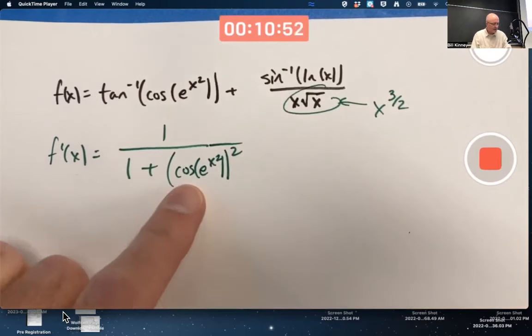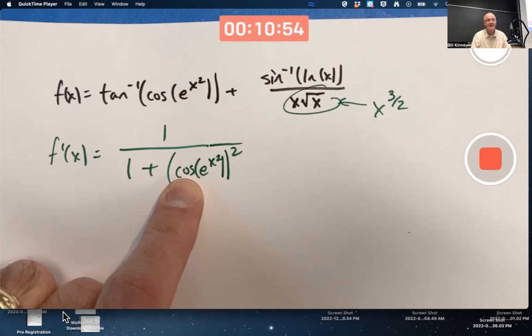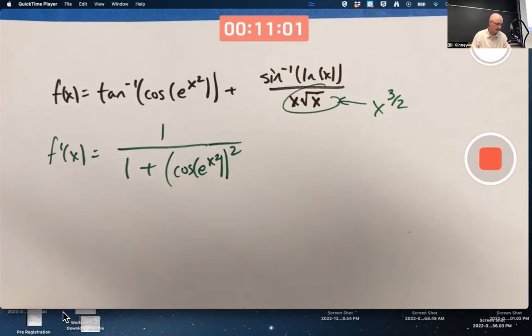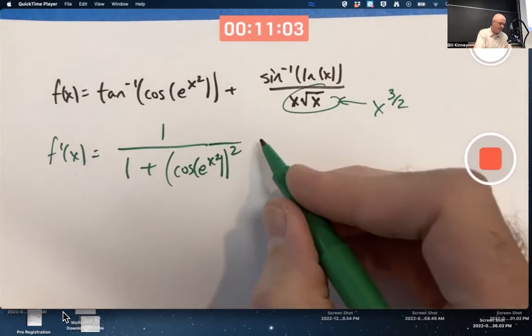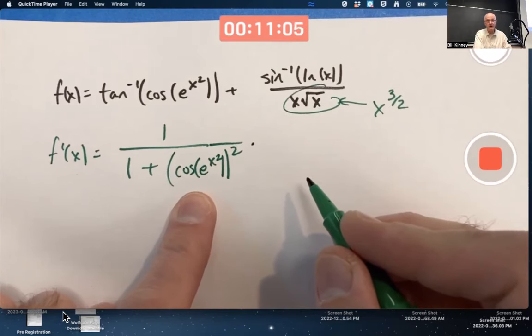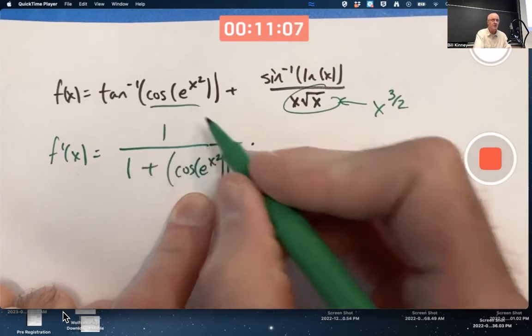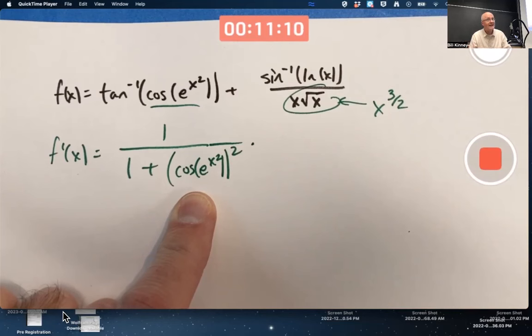It would technically be okay to put that 2 above the cosine. It's understood standard notation. When you write cos squared, it means cosine quantity squared. But don't forget to multiply times the derivative of that inside function, the cosine of e to the x squared, which I need the chain rule for again.